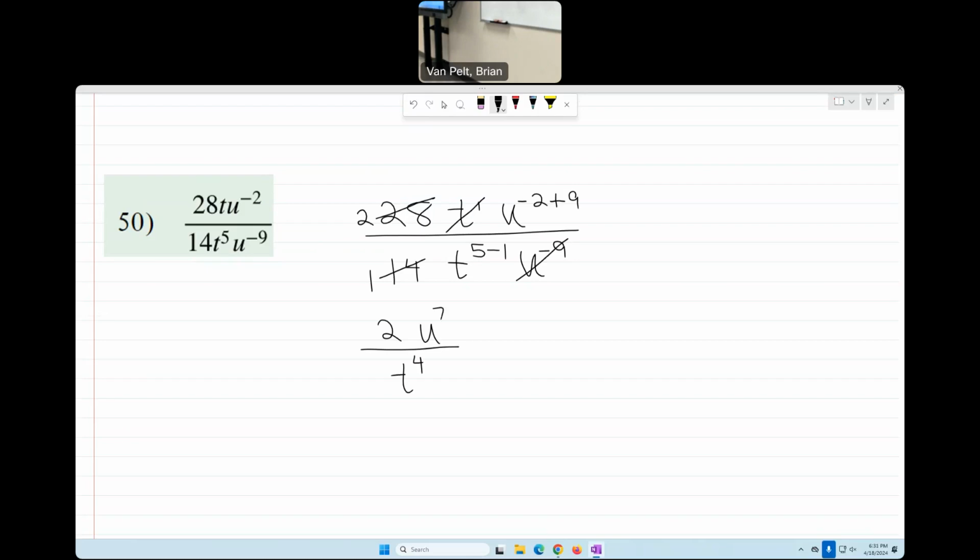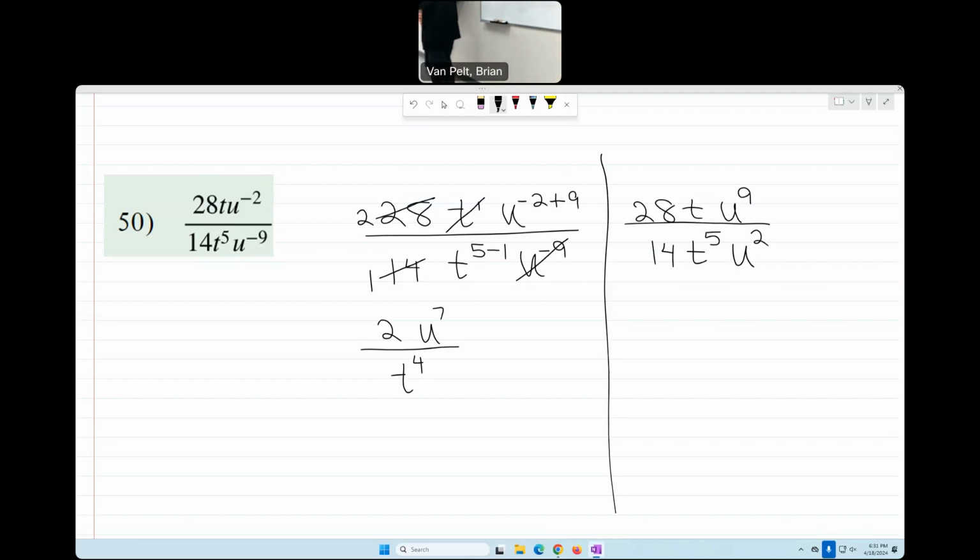That is not the only way to do this problem. You could have rewritten the problem with no negatives at all. You understand? You could have put the negatives all out of your misery right from the beginning. You could put that u to the 9th and then u to the 2nd, and you wouldn't even have to deal with that. You could have started off with something like 28 t u to the 9th over 14 t to the 5th, u to the 2nd. So say that all positive, then you got rid of the negatives right off the bat.